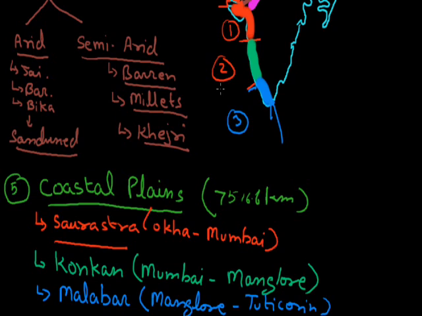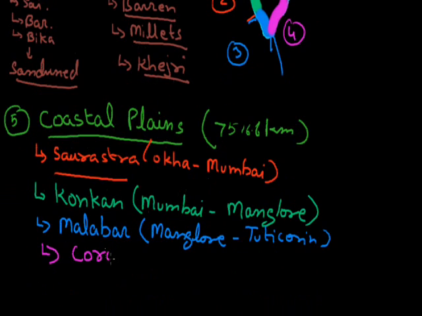Now let us take the other coasts of India. This is the fourth coast of India, which is the Coromandel coastal plain. The Tamil Nadu coast and the southern Andhra Pradesh coast come here, from Tuticorin to Vizag, that is Visakhapatnam. यहाँ तक ये कोस्ट फैला हुआ है, प्लस पौंडीचेरी भी इसमें आता है.